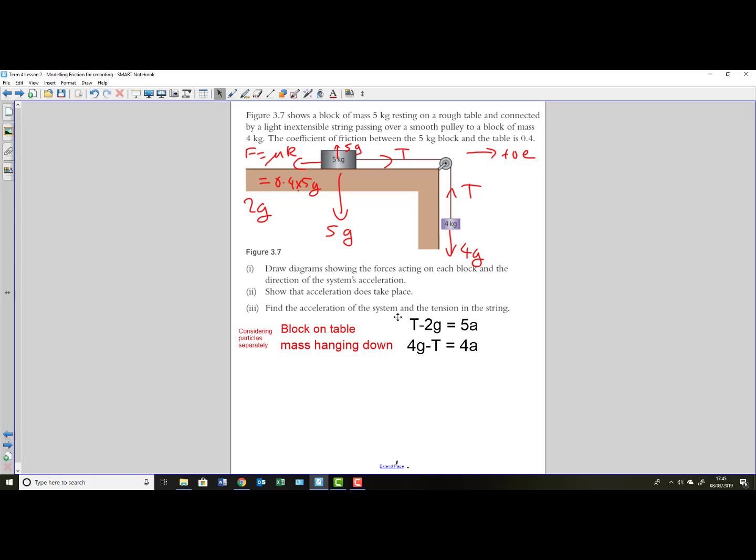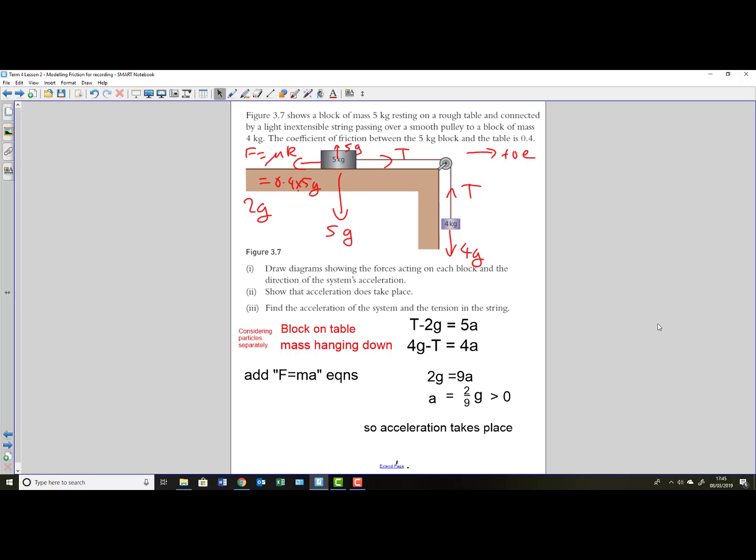Now you'll notice I've got a T in the first equation, a minus T in the second equation. So if I add those two equations together, I get 2g equals 9a. I rearrange my equation, and I can see I have a net acceleration of 2/9 g. It's greater than 0, so acceleration does take place. I've answered parts 2 and 3 at the same time.